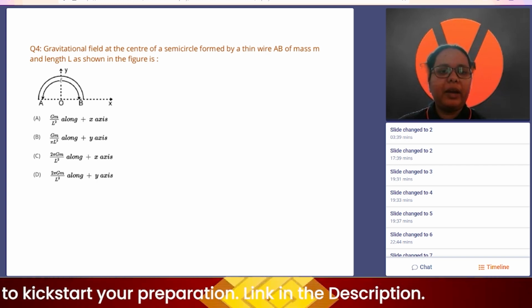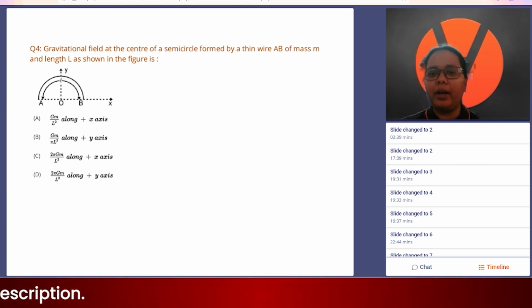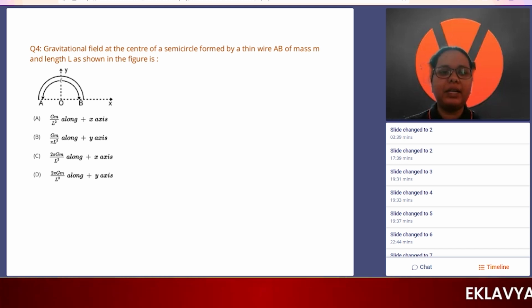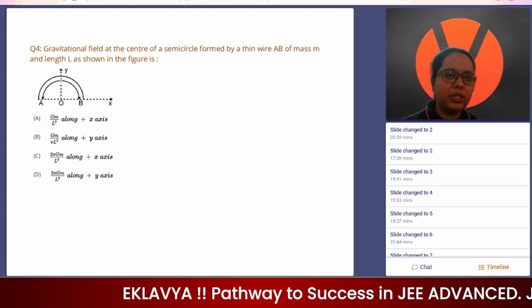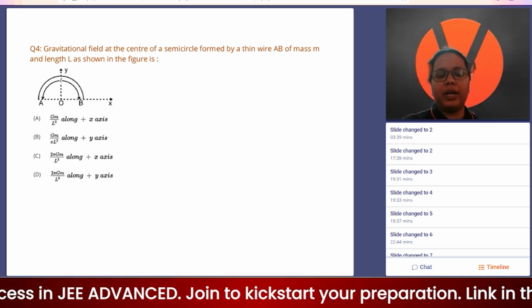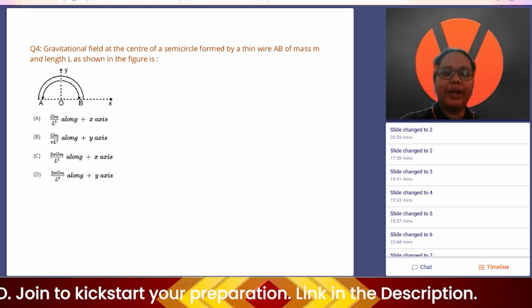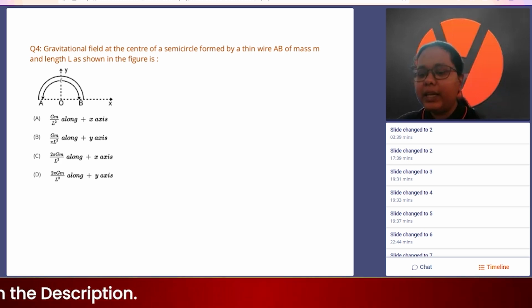Okay. So gravitational field at the center of a semicircle formed by a thin wire AB of mass m and length L as shown in the figure. So this is the question. Now, what they mention here is semicircle, right? Whenever they are giving a question like this, first you need to consider the linear mass density.